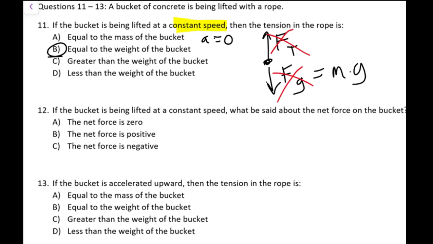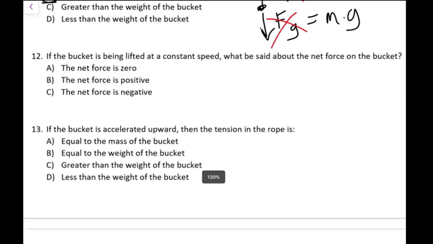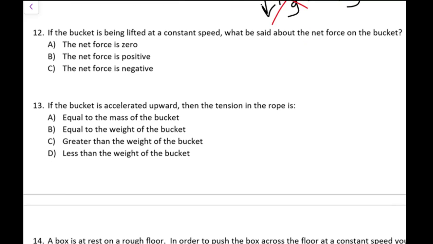Same idea. If the bucket is being lifted at a constant speed, what is said about the net force on the bucket? Again, constant speed means acceleration is 0, which means that my net force, remember from Newton's second law, the net force is equal to mass times acceleration. If a is 0, mass is not, that means that F is 0. The net force is 0.